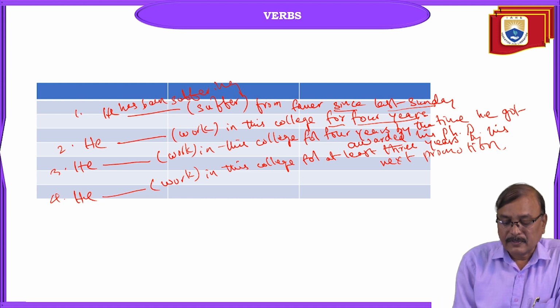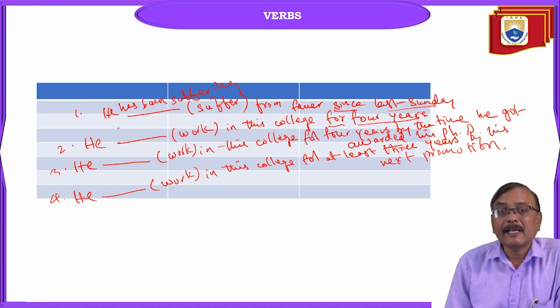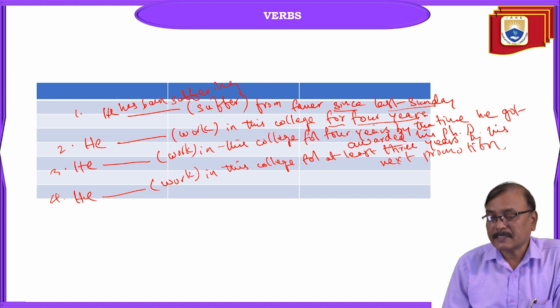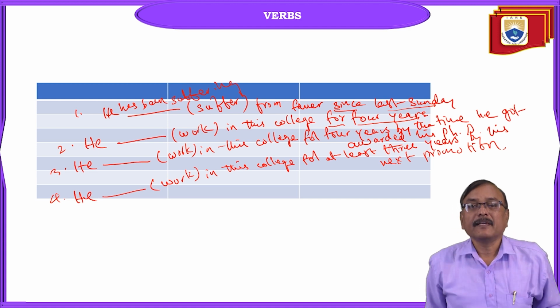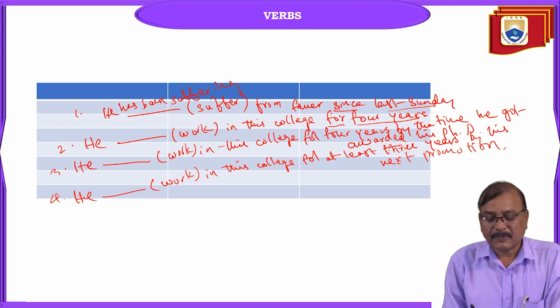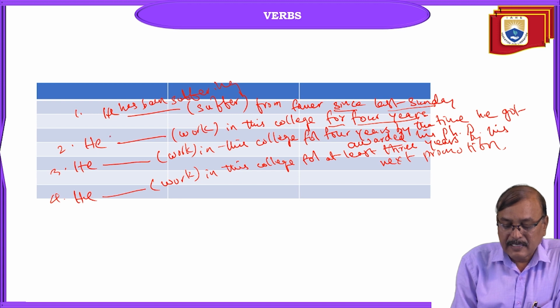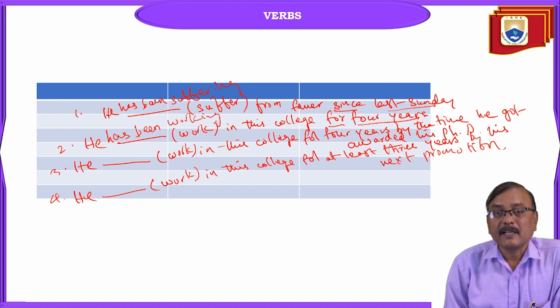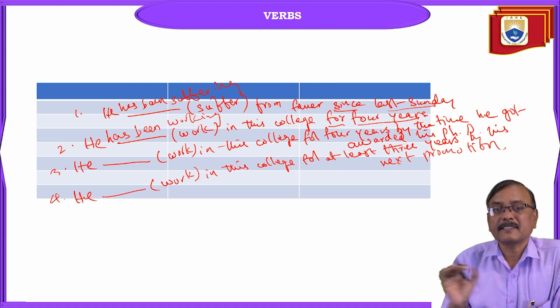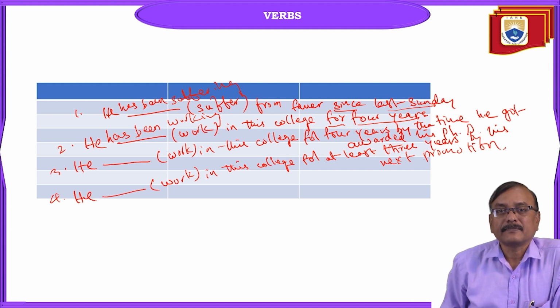So, what is that here? He had been working, had been or has been? Just for plus time, for plus time or since plus time, present perfect continuous tense. Present perfect continuous means has been. He has been working in this college for 4 years. Just for plus time or since plus time, that is present perfect continuous.